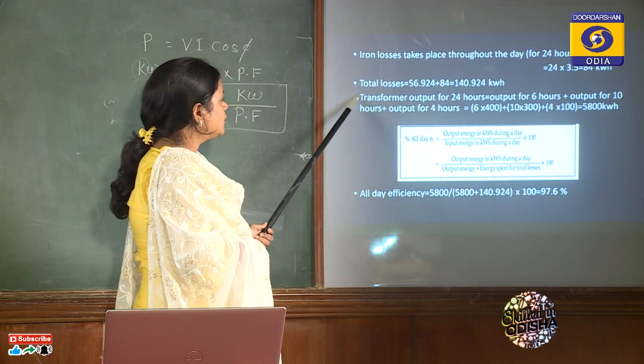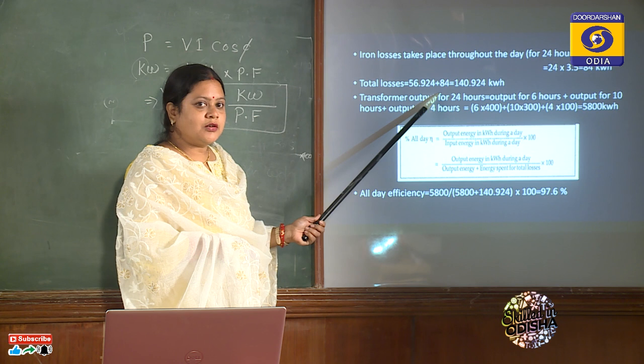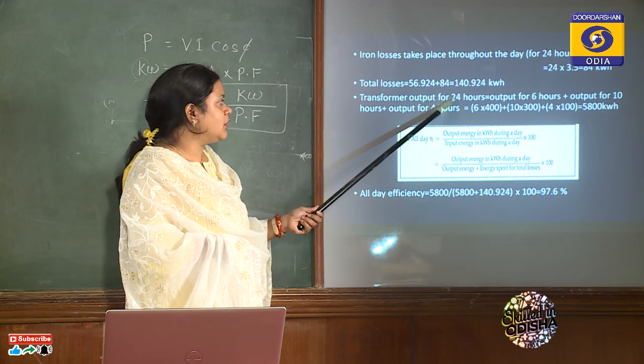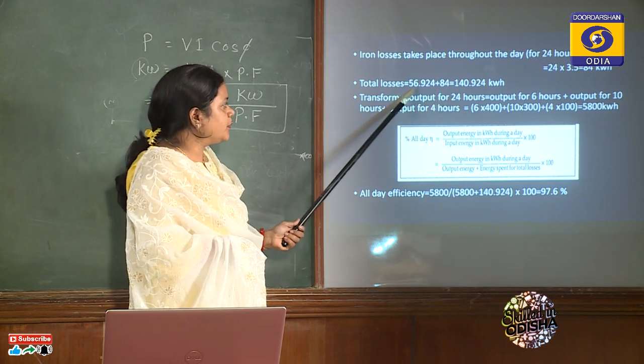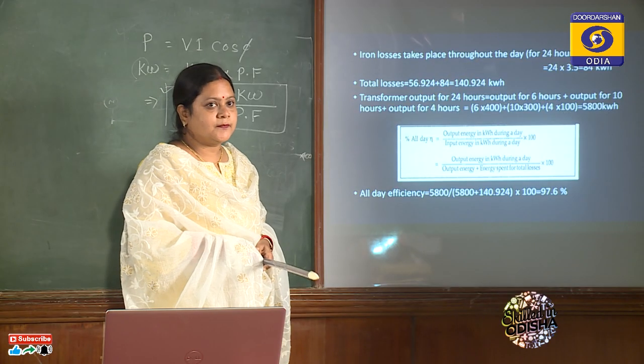Now coming to the total losses. We know that the total loss is the total copper loss plus total iron loss or core loss, which is equal to 56.924 plus 84, which is equal to 140.924 kilowatt hour. This is the total loss.